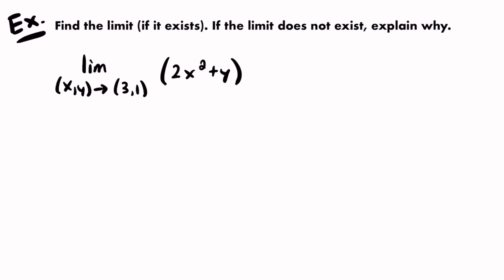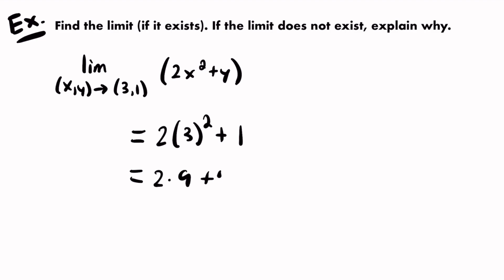So if we do that here, this will be equal to 2 times 3² + 1, right? We replaced x with 3, so we have 2 times 3², and then we're adding y, which we're replacing with 1. And so simplifying, 3² is 9, so this is equal to 2 times 9 + 1, which is equal to 18 + 1, which is equal to 19. And so 19 would be the value for that limit.